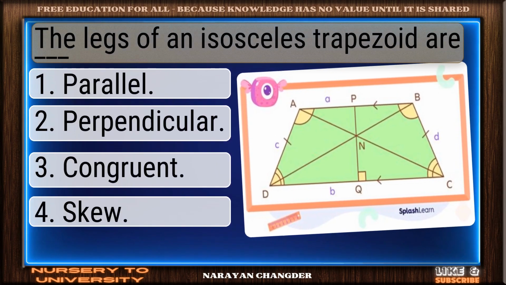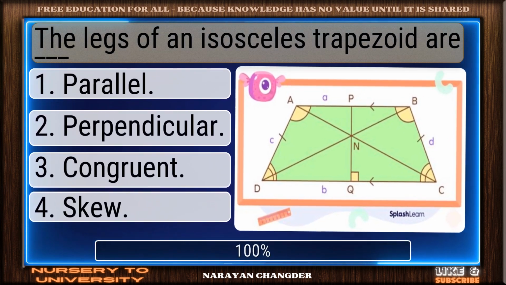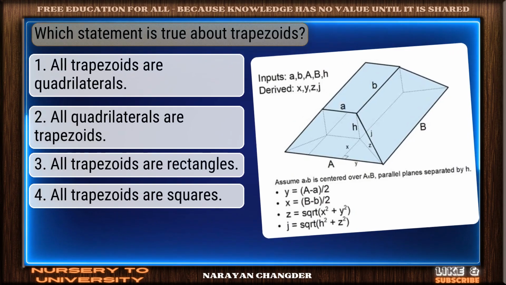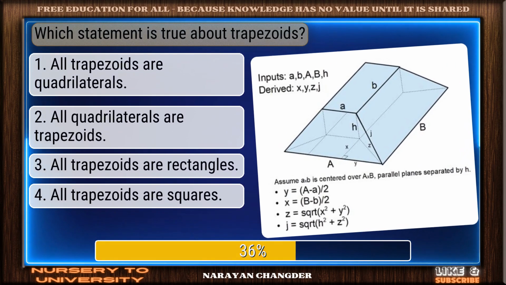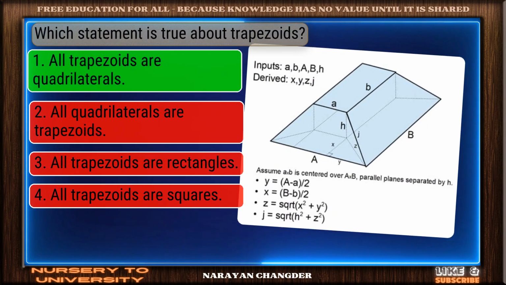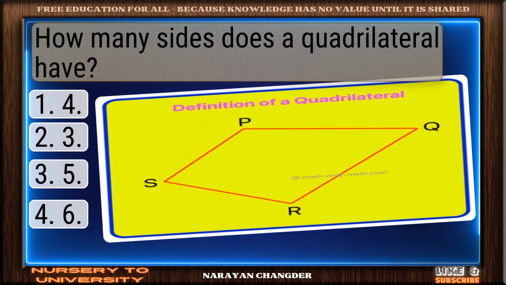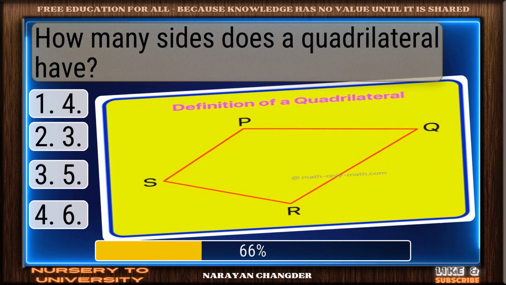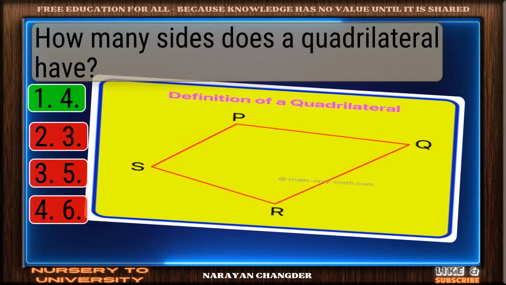Question number 101. The legs of an isosceles trapezoid are dash. Bravo! Congruent is the answer. Question number 102. Which statement is true about trapezoids? Exactly. All trapezoids are quadrilaterals makes sense and it is the right choice. Question number 103. How many sides does a quadrilateral have? Nice selection. 4 is the correct and valid answer.